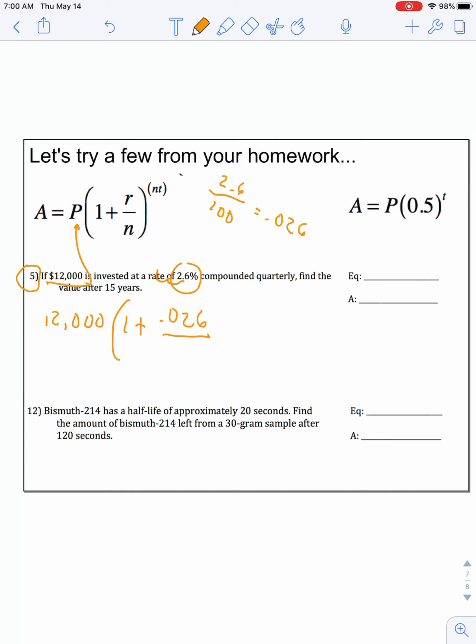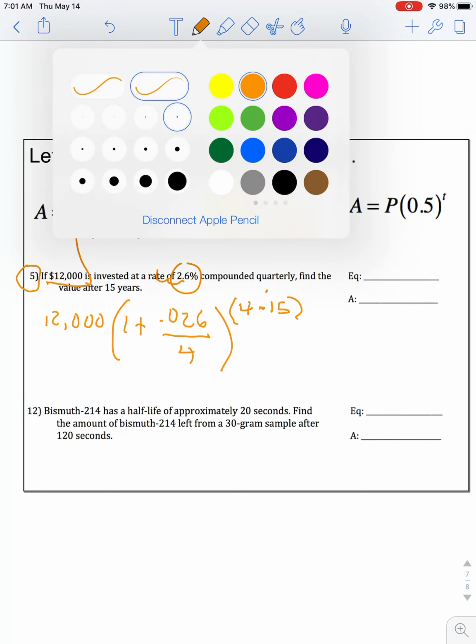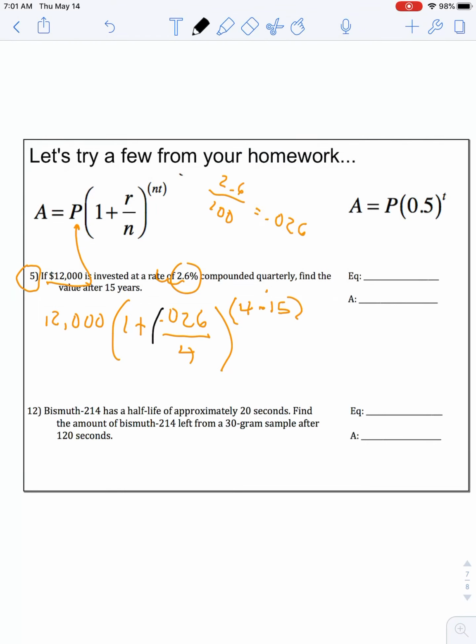And it's compounded quarterly right here. So quarterly means 4 times per year. So that's what we put in there. Then we raise that to the nt power. So the number of times compounded is 4 times the time, which in this case was 15 years. Make sure you're including these extra parentheses here. This has to go in parentheses, or you could just put a 60 in there.